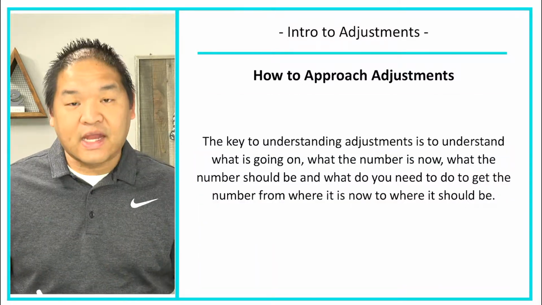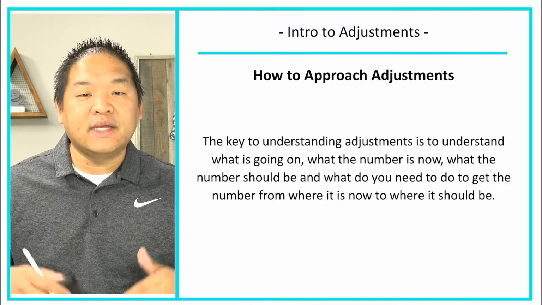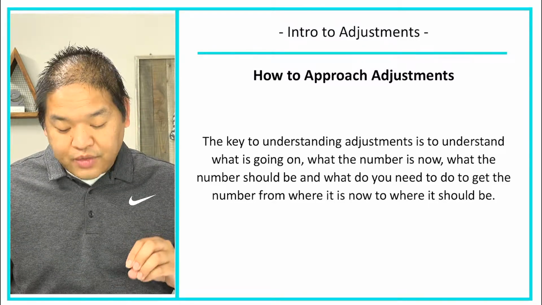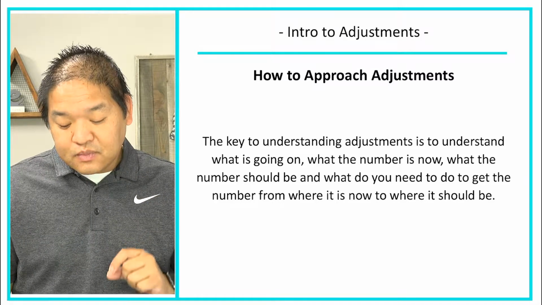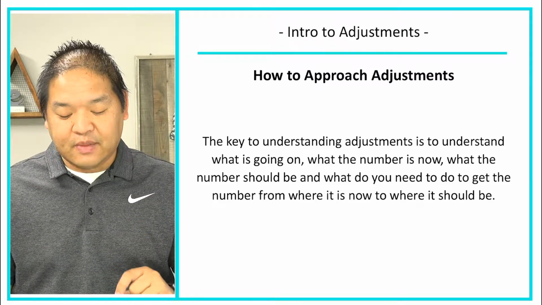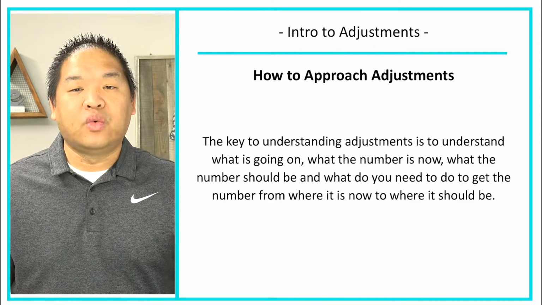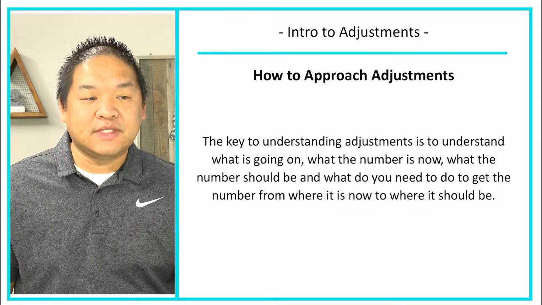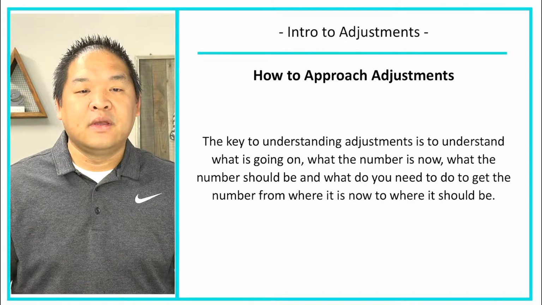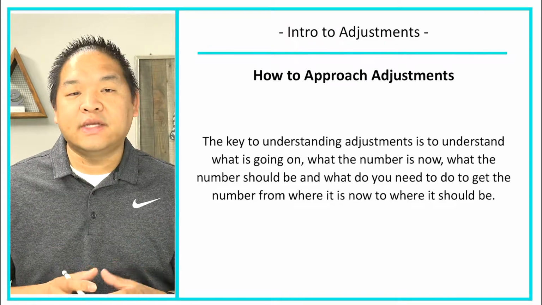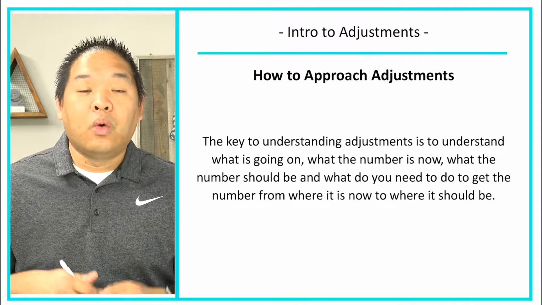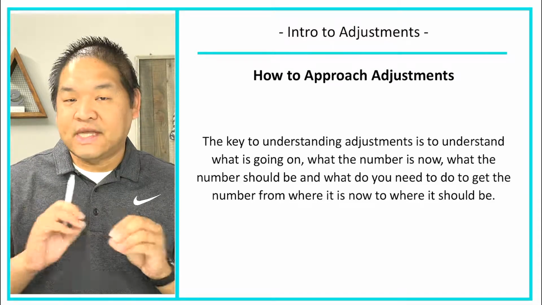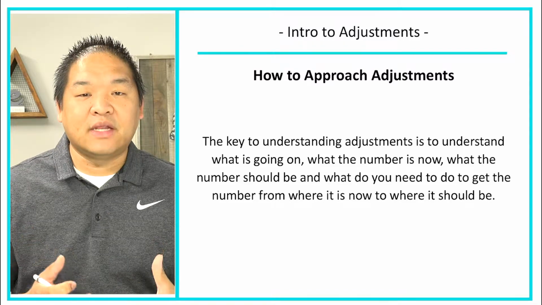Now, the key to understanding adjustments is to understand what is going on: what the number is now, what the number should be, and what you need to do to get the number from where it is now to where it should be. The hardest part of adjustments is not knowing what's going on. So you have to step back and ask, okay, what is the account now? What does the account need to be now? And what's that difference? And then how do we make that adjusting entry?